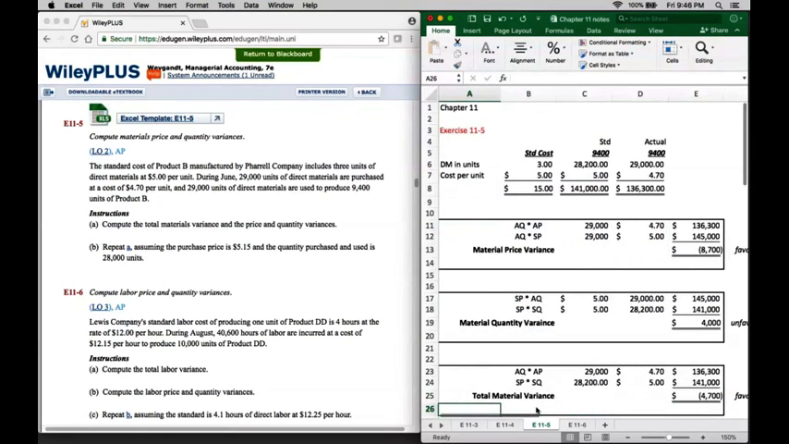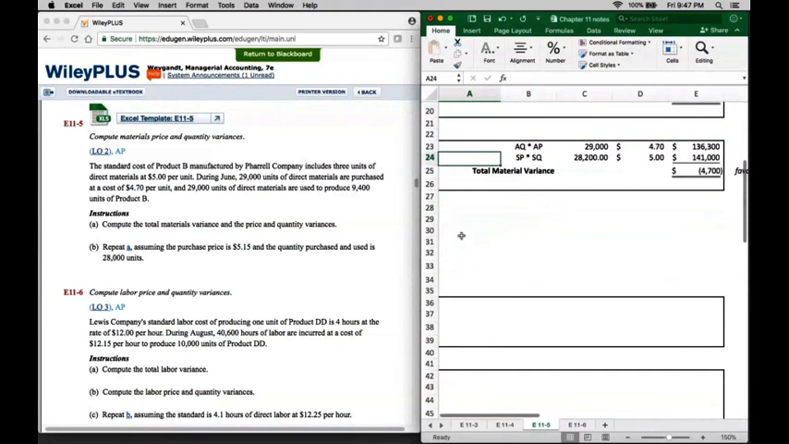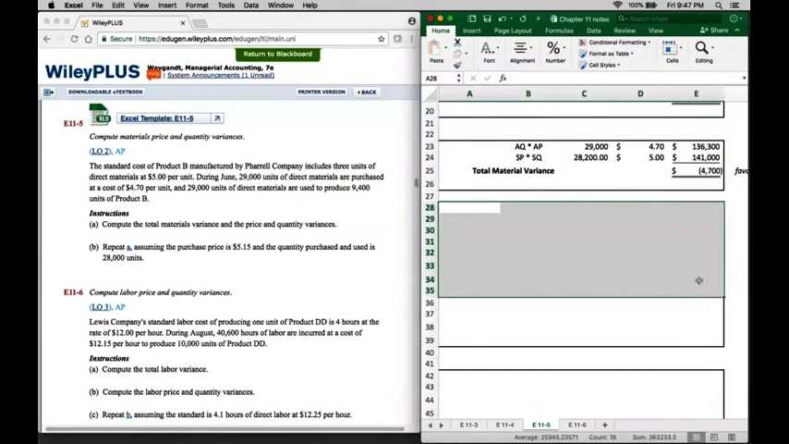Now let's look at part B, what they've asked us to do. We can eyeball the numbers and immediately see what it's going to look like. They say repeat part A, assuming that the purchase price is $5.15 and the quantity purchased and used is 28,000. So they're making two changes. Instead of 28,200, we purchased 28,000, and the price is $5.15. That's the actual number. I'm going to go down here and first show you this information.